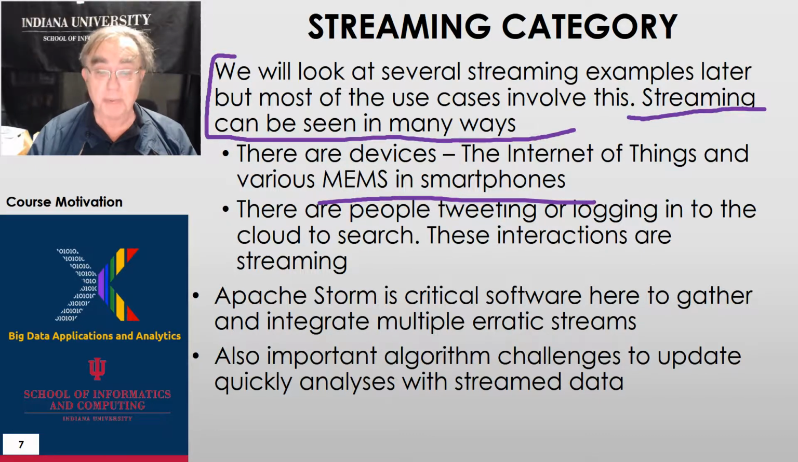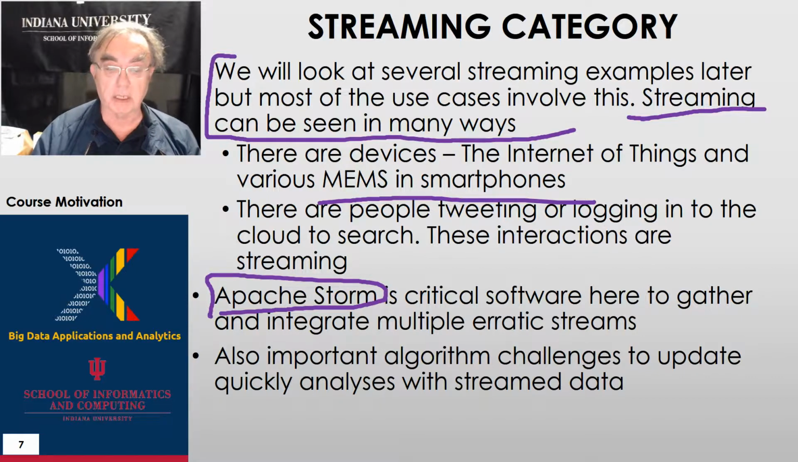And in fact, even people are streaming, because not only when I tweet, but when I just do a search, I'm streaming my search, or I'm streaming my e-commerce transactions, and that's a pretty important type of application. And there's a piece of software called Apache Storm that is very critical here to integrate these different streams together and produce some coherent approach to them. You can, for instance, find automatic dynamic clustering of Twitter streams, tweets, in this fashion.